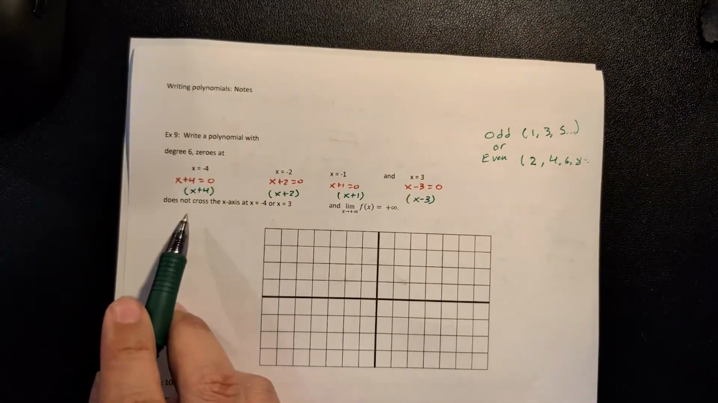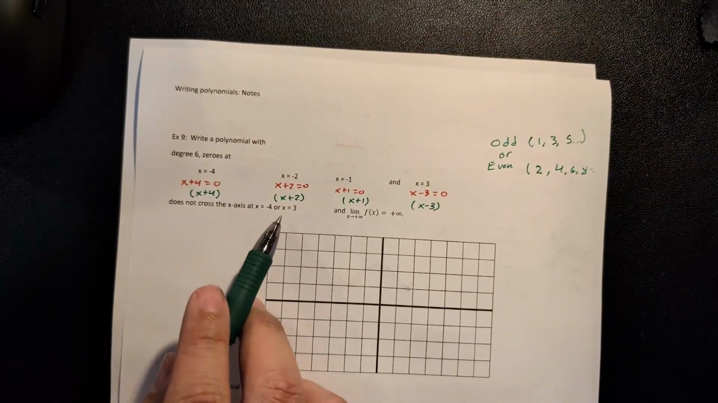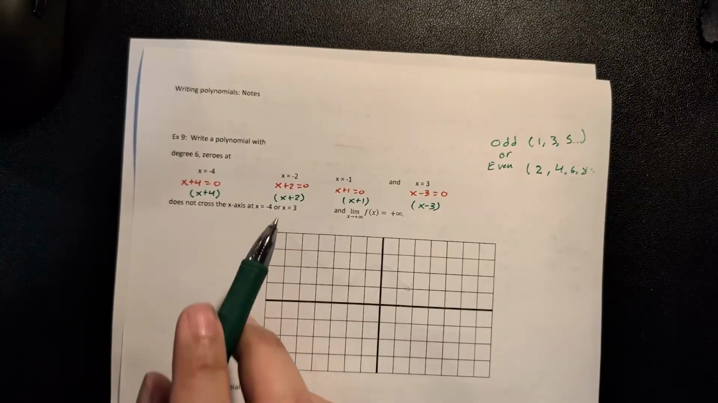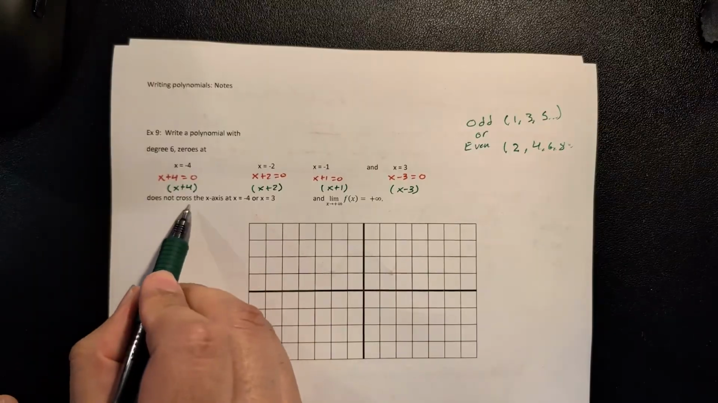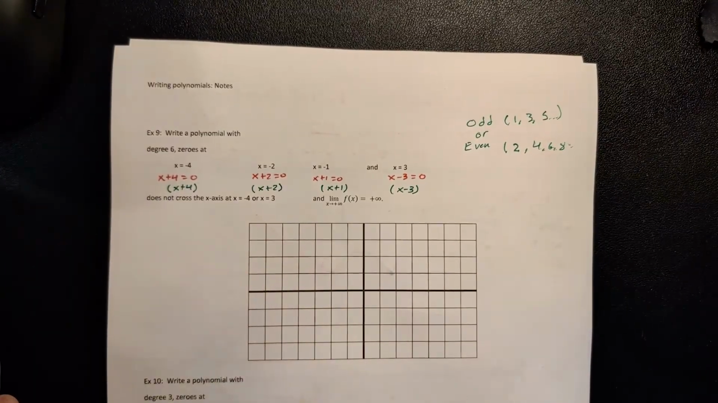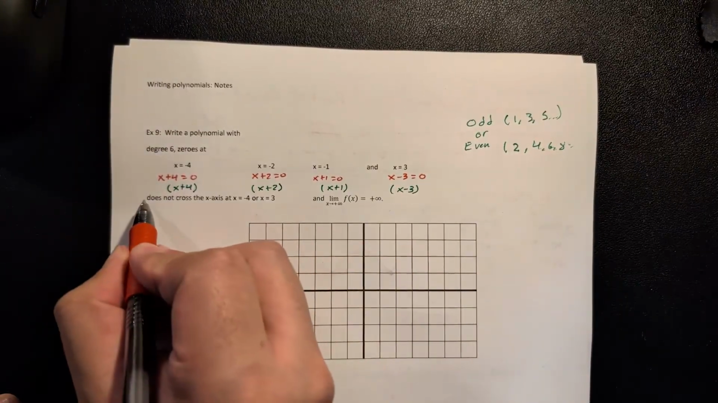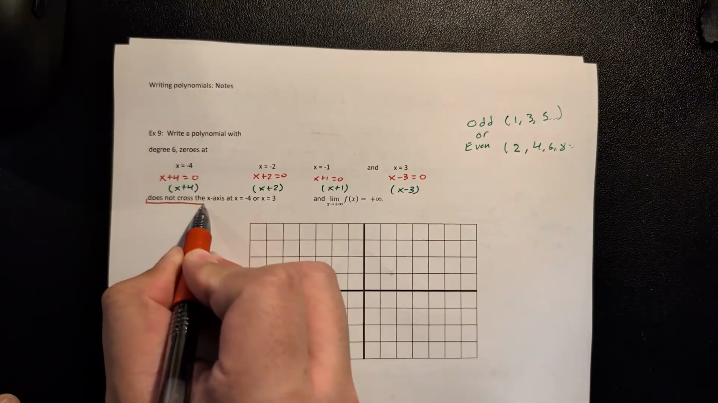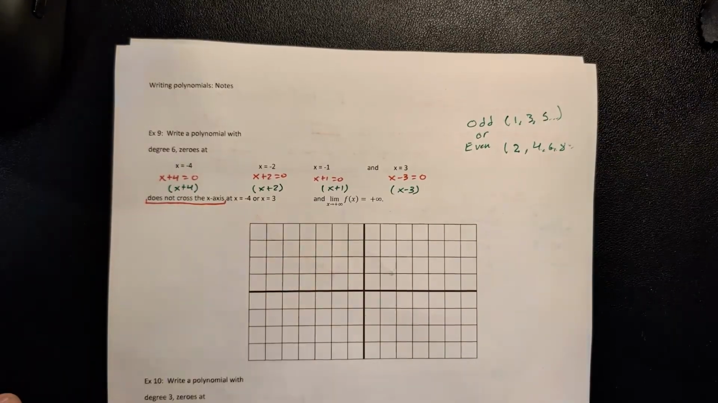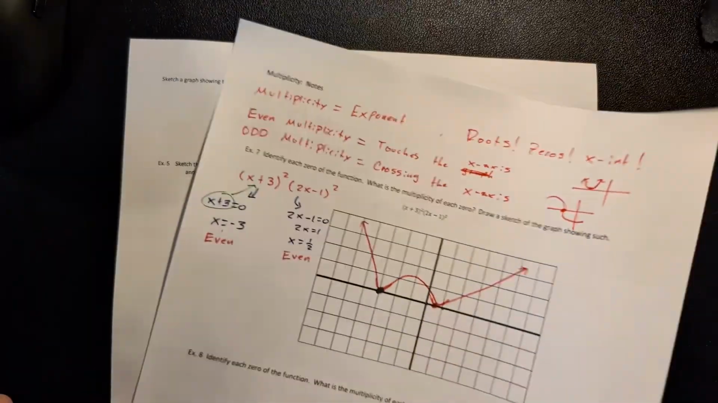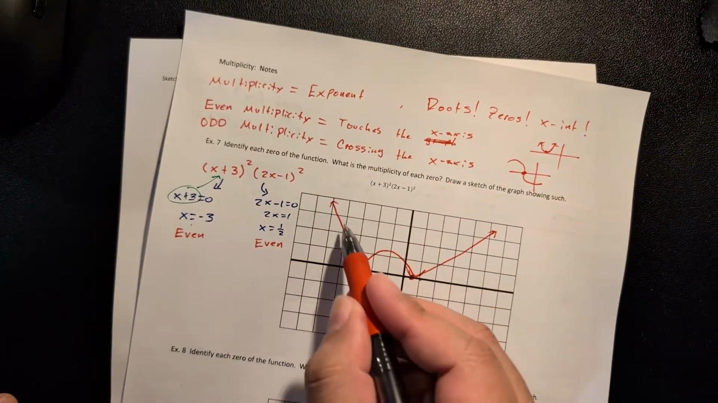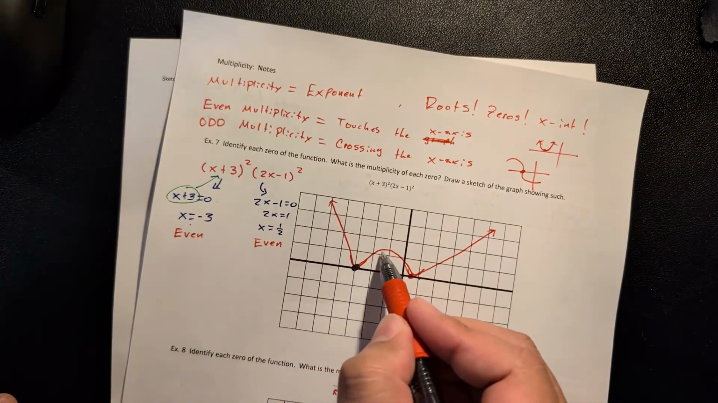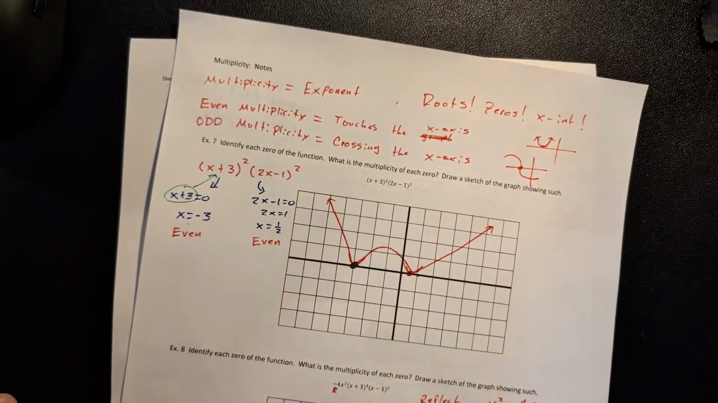So it does not cross the x-axis at x equals -4 or x equals 3. So here, this is an example of a behavior that does not cross. This is a bounce, right? Or a touch.